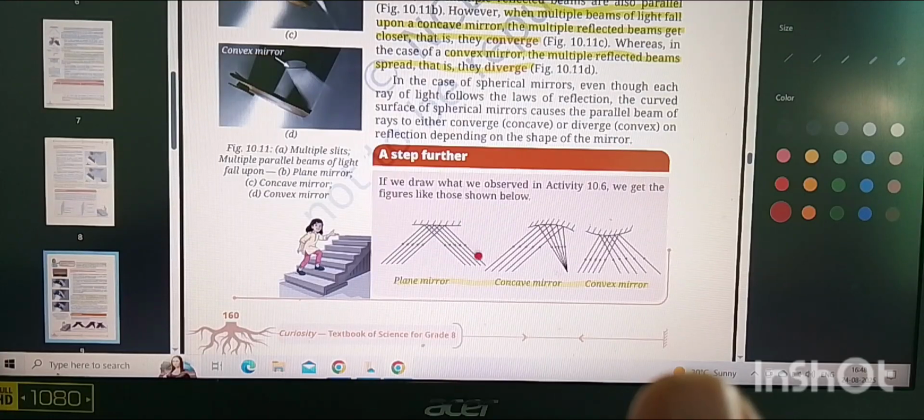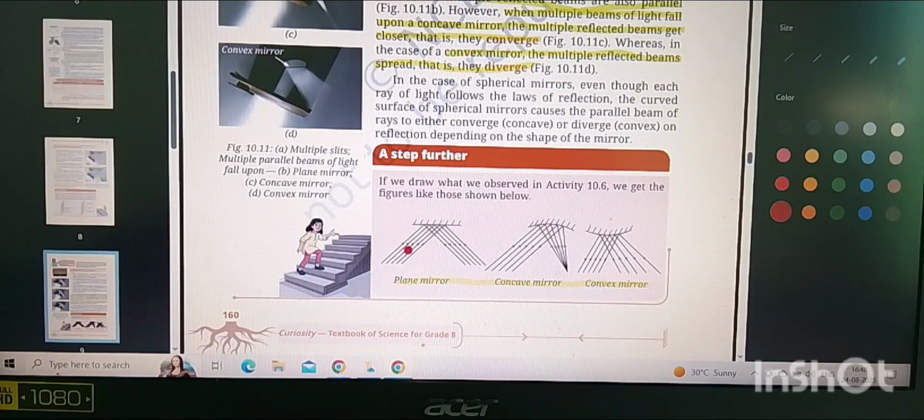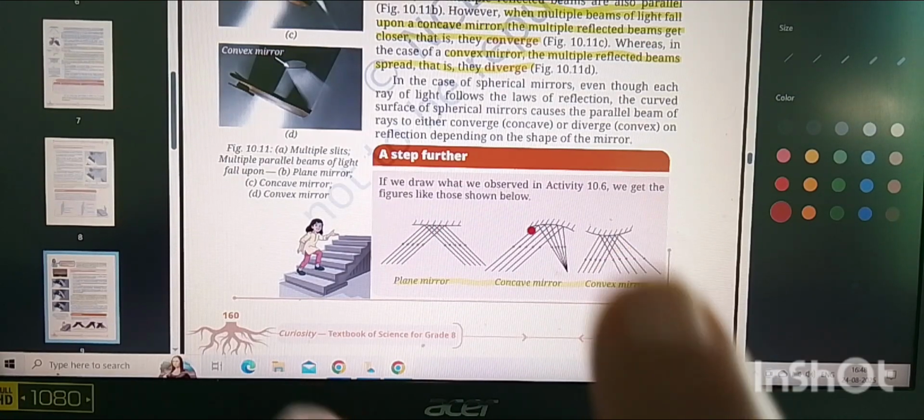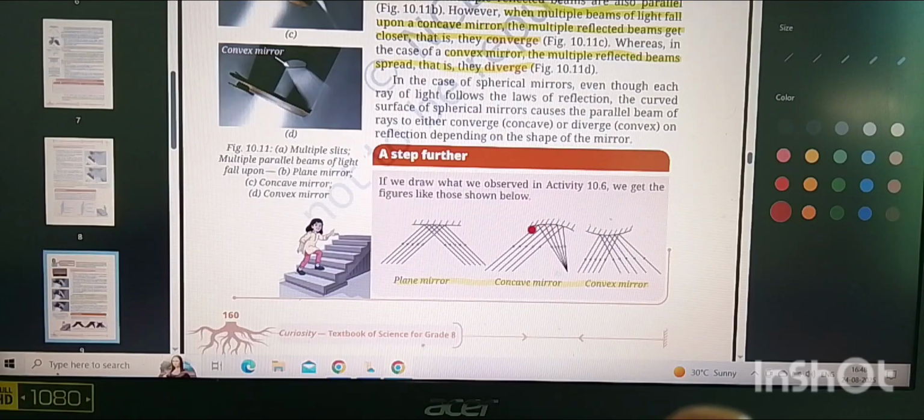You should know how to draw this. The first is the case of a plane mirror, which is drawn as a straight line with parallel lines as the incident light, and the reflected rays are parallel to each other. The second case is a concave mirror, whose reflecting surface is curved inwards. That is shown here. When a ray is incident on it, it will make the reflected rays closer. So it will converge. All these rays will meet at a single point.